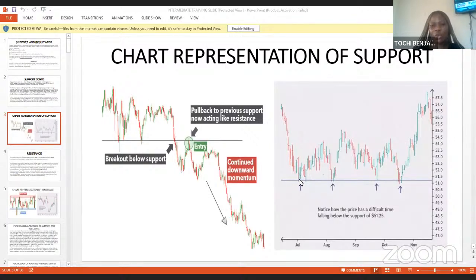Price had, this is 1, this is 2, this is 1, this is 2, this is 3, this is 4. This is the 5th touch on this level, which we regard as a support level for price. And you can see there is a price. Notice how the price has a difficult time falling below support of $1.25. That means at this level, there is a price attached to this level of chart.